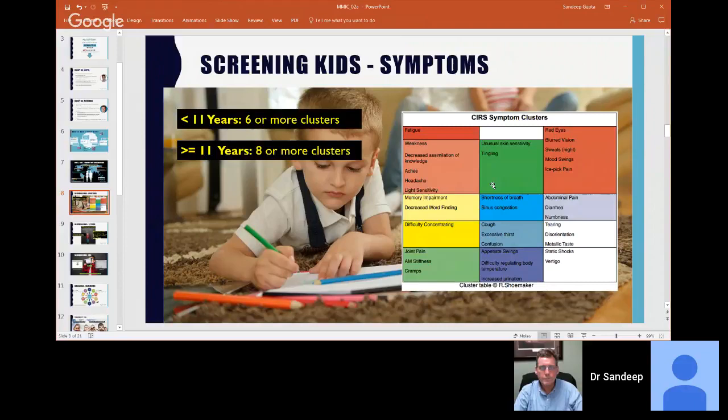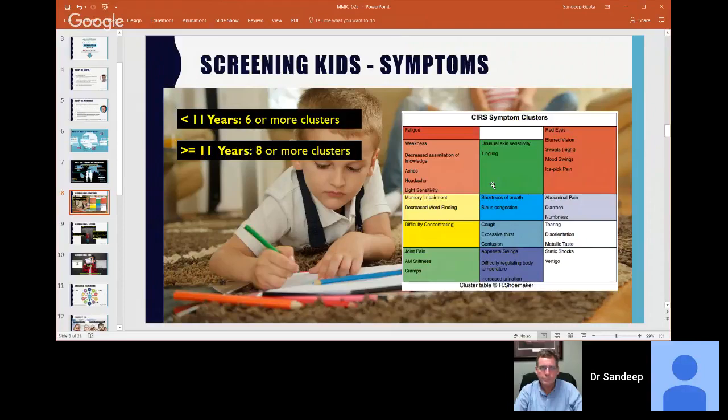Now, one of the simple ways of doing so is through using what we call the symptom cluster table. And this is something we use in adults as well. And generally speaking, in adults, we tend to use the cutoff of 8 or more clusters. Tends to be highly indicative of CIRS. While if you have 4 or less, that tends to be very indicative that the person doesn't have CIRS.